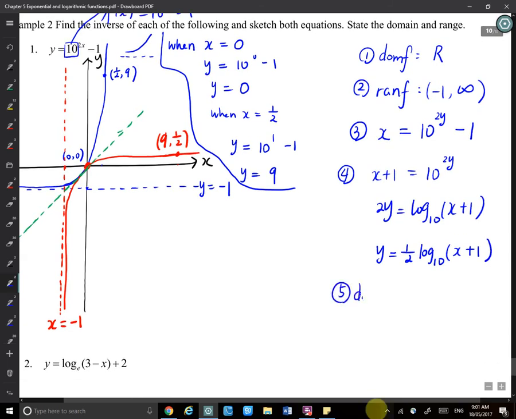Number 5, the domain for f inverse will be the range of f, which will be -1 to infinity. Number 6, the range of f inverse will be the domain of f. The domain of f is R, then the range of f inverse is R as well.